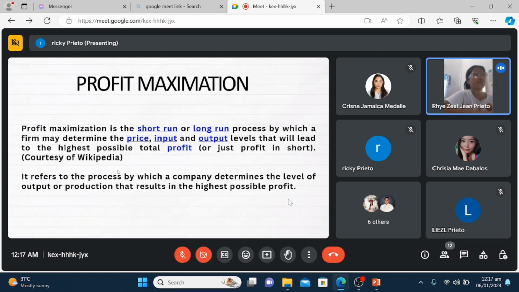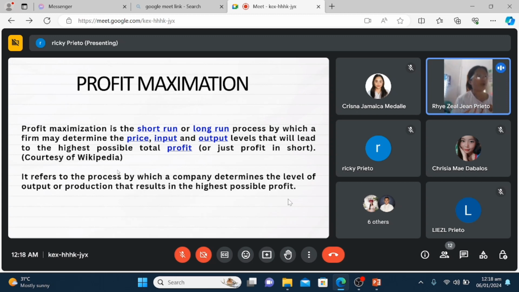So we have the profit maximization. Profit maximization is the short run or long run process by which a firm or a business may determine the price, the input and output levels that will lead to the highest possible total profit. Diri ma-determine if ang usa ka firm or a business mo continue ba sila sa ilang negosyo. Mura ni siyang graph nga mag-tell nila, mo continue ko kay naa koy ginansya, ay dili ko mo continue kay na-bankrupt na akong company.